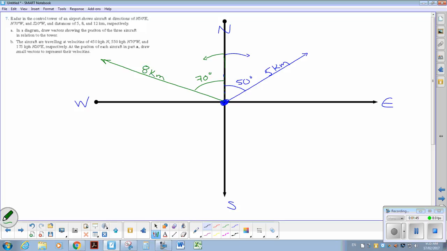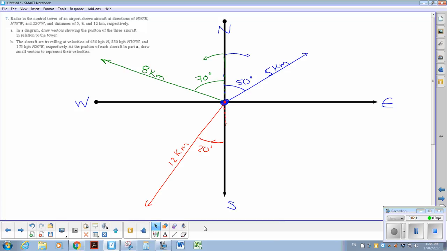And finally, I'll go to a red, the last one, and it is located south. So this time from the radar or the control tower, I'm going to head south. I'm going to rotate toward the west 20 degrees. So it's going to look like that. There's my 20 degrees, and its magnitude is 12 kilometers. So there's A part taken care of for us.